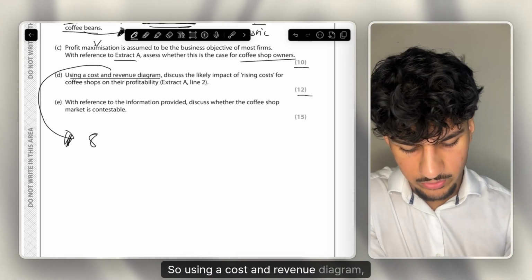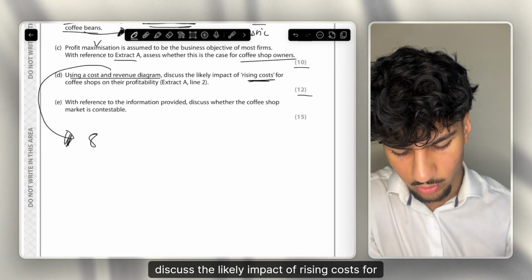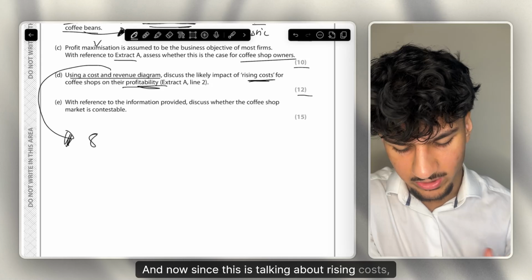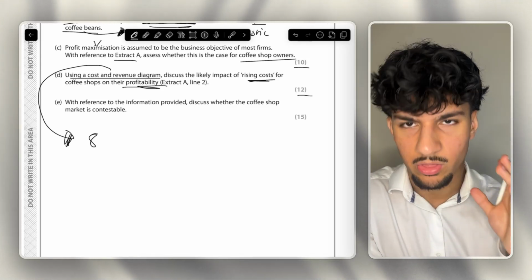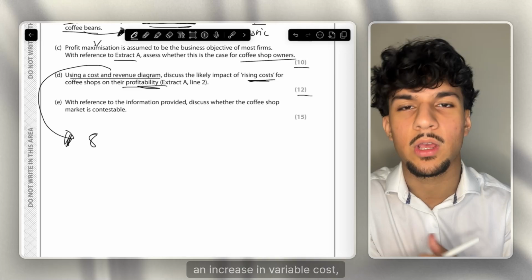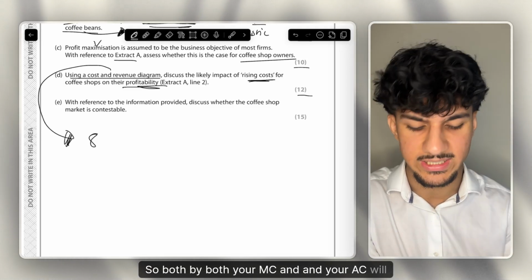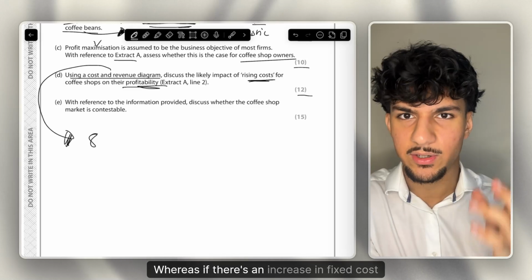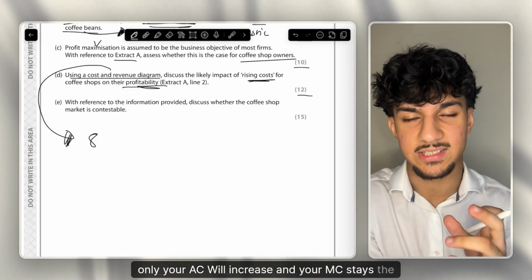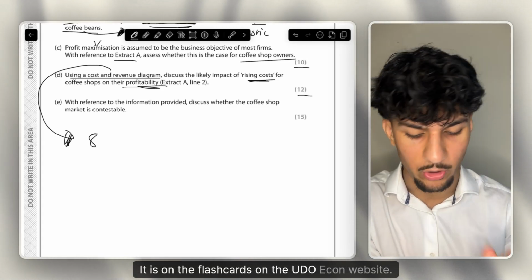So, using a cost and revenue diagram, discuss the likely impact of rising costs for coffee shops on their profitability. Since it's talking about rising costs, the one rule you need to remember is that when there's an increase in variable cost, both increase. So both your MC and your AC will increase. Whereas if there's an increase in fixed cost, only your AC will increase and your MC stays the same. That's just a rule you need to remember. It is on the flashcards on the You Do Econ website.